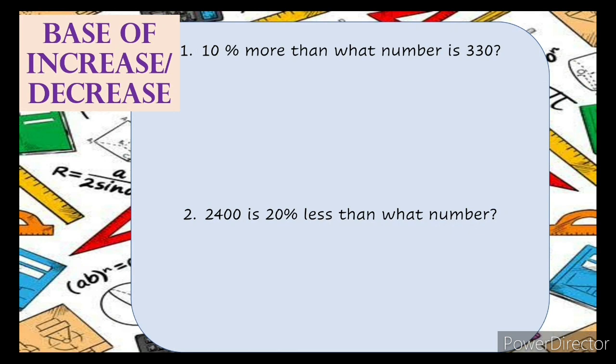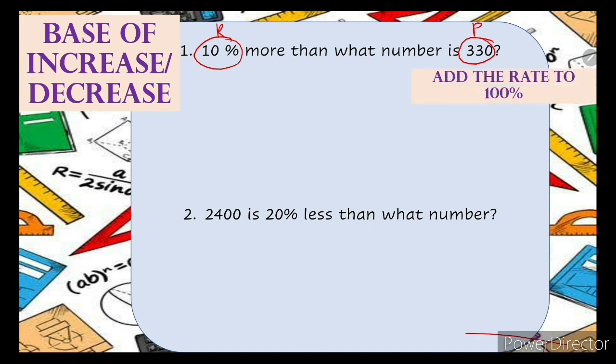10% more than what number is 330. So, given ang ating rate at ang ating percentage. So, let us follow the steps. Add the rate to 100%. So, 100% plus 10% is equal to 110% or 1.1. Next step.